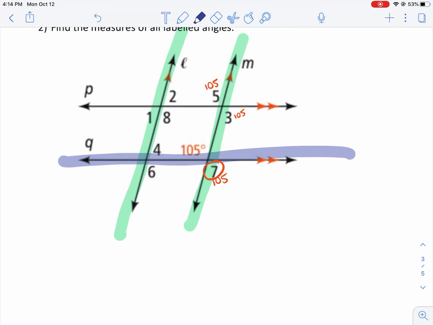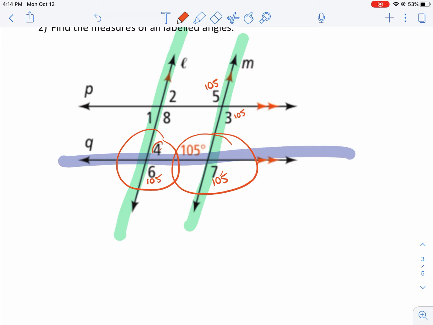And I can now use this transversal, for example, to connect these angles on the left with these angles on the right. I can see that angle 6 and angle 7 are corresponding angles. The corresponding angles theorem tells me that when the lines cut by the transversal are parallel, then they are congruent, so angle 6 is 105.